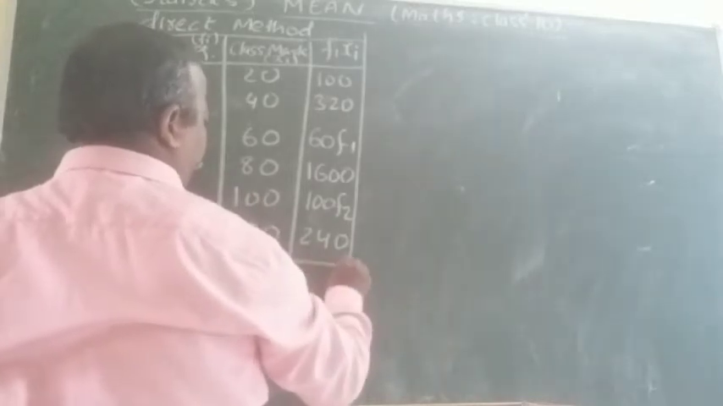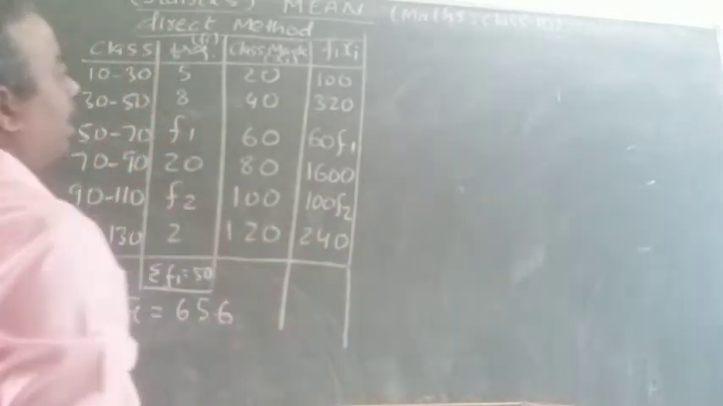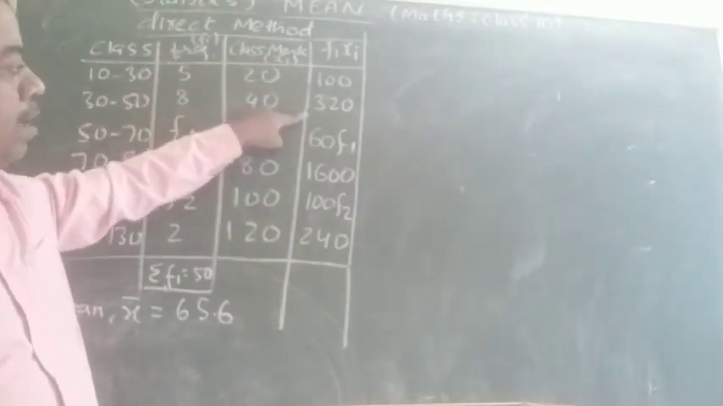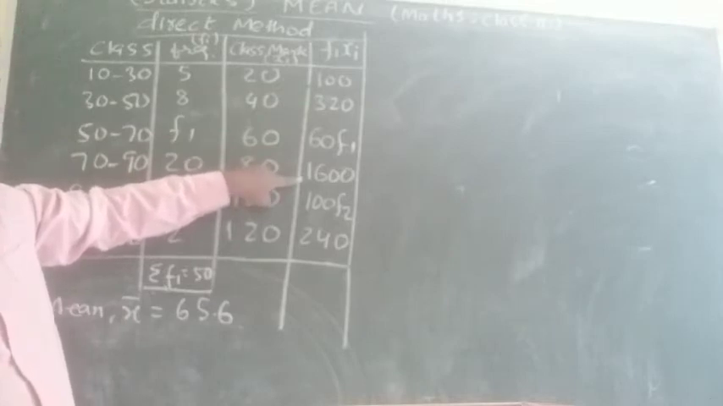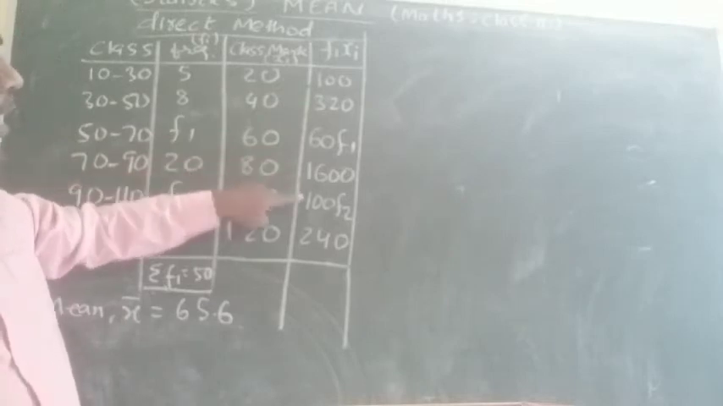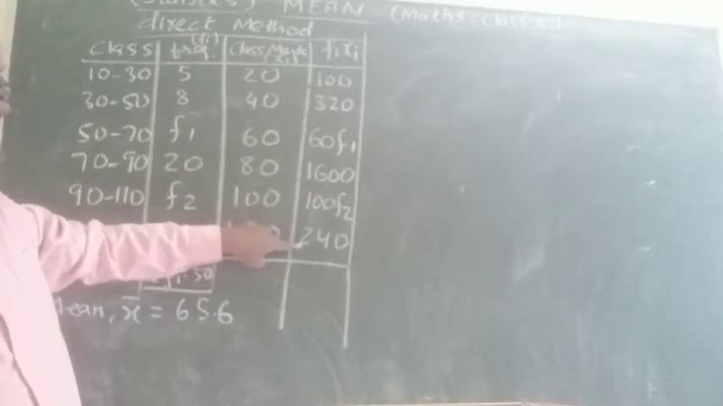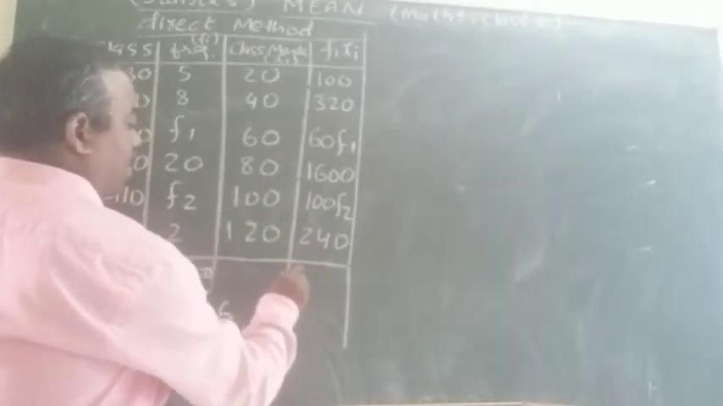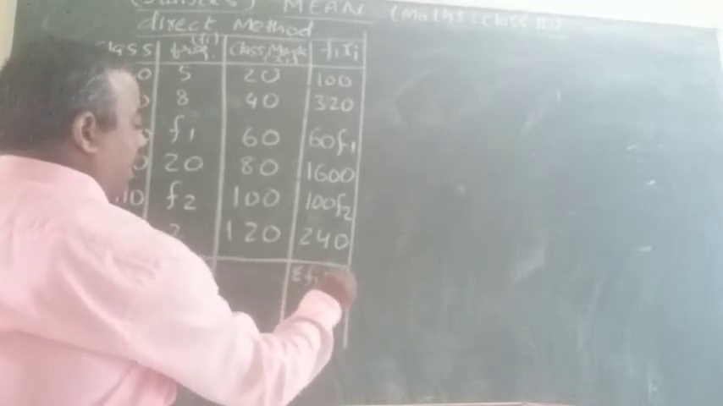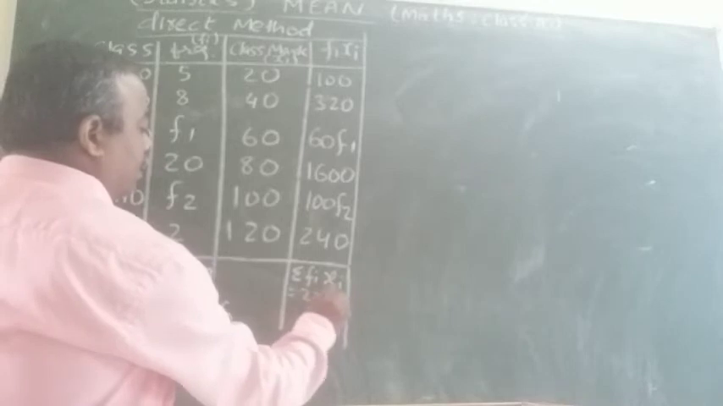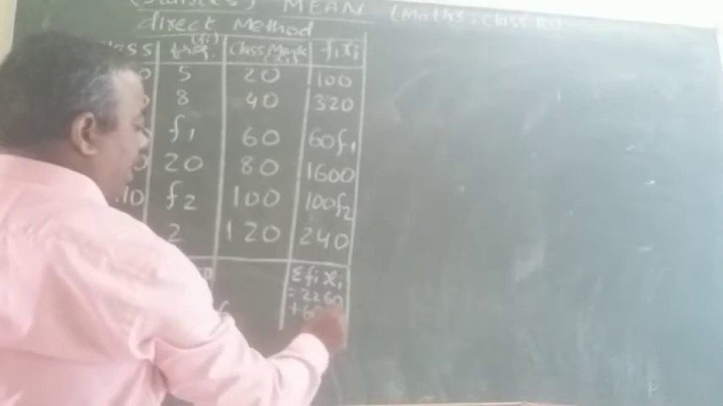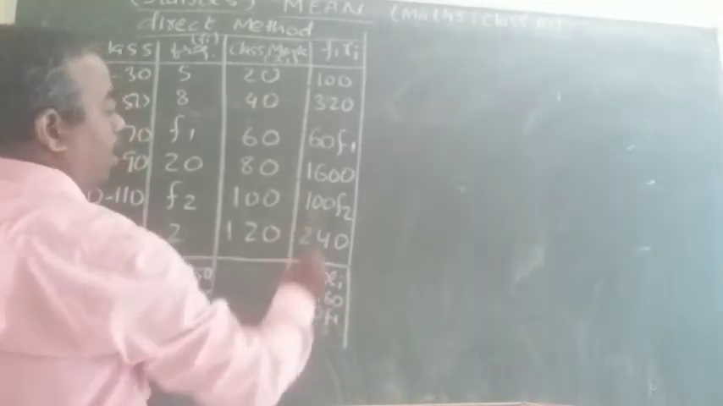Now we have to take the sum of all Fi Xi. So look here: 100, 320, 420, and 1600 makes 2020, and 240 more makes 2260. So what I say? The sum of Fi Xi equals 2260 plus 60 F1, and next, 100 F2.